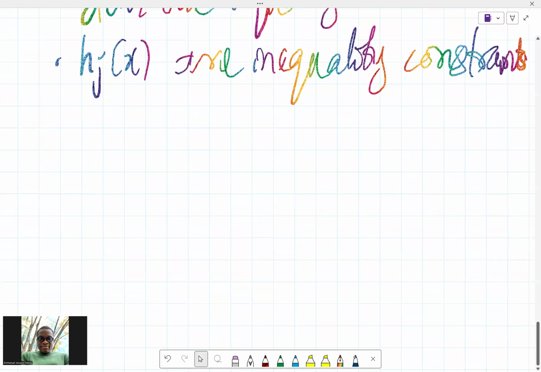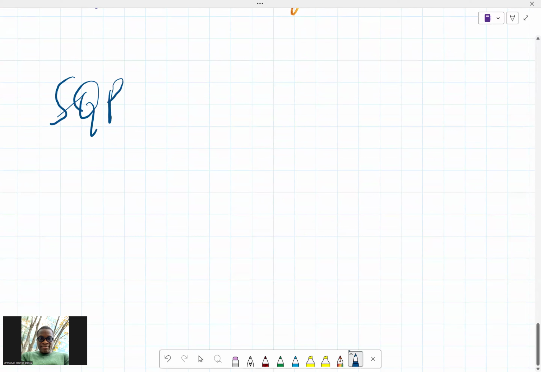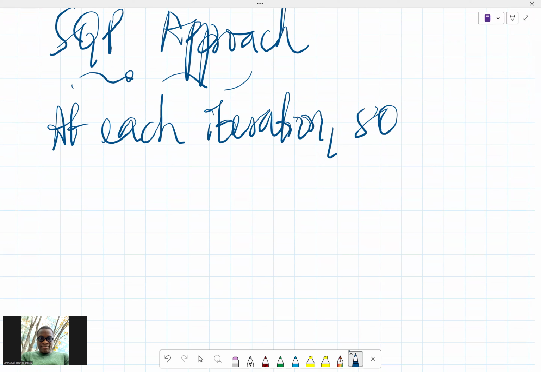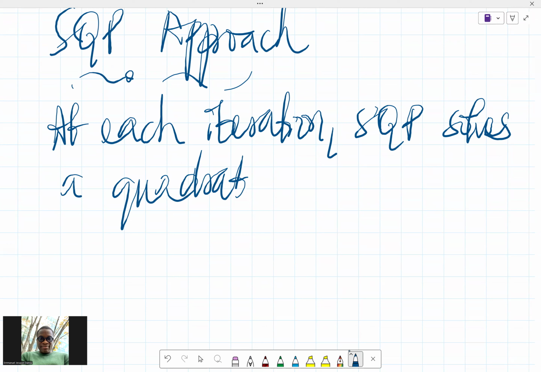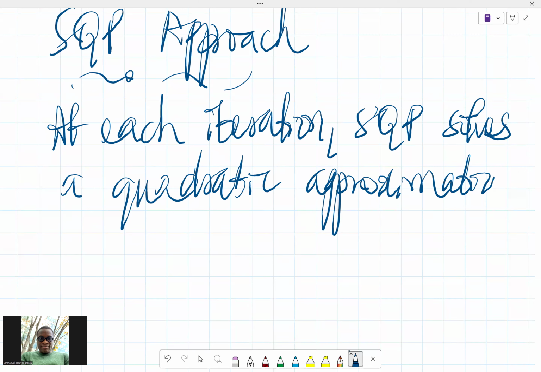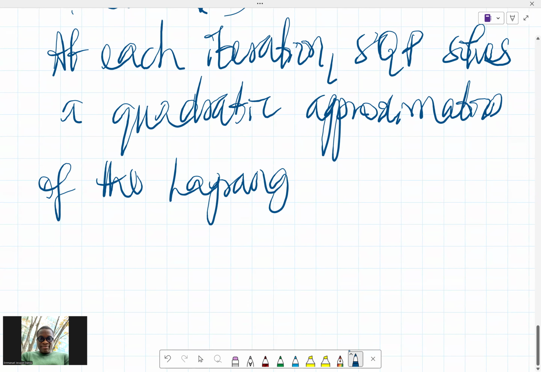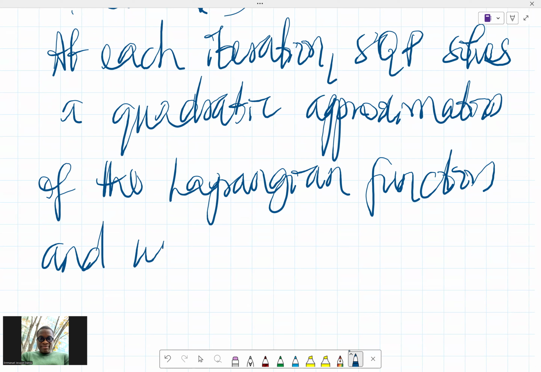Now let's look at the SQP approach, the sequential quadratic programming approach. What does it look like? At each iteration, sequential quadratic programming solves a quadratic approximation of the Lagrangian function. Thankfully, we've seen the Lagrangian function in the previous video. And it updates the solution.